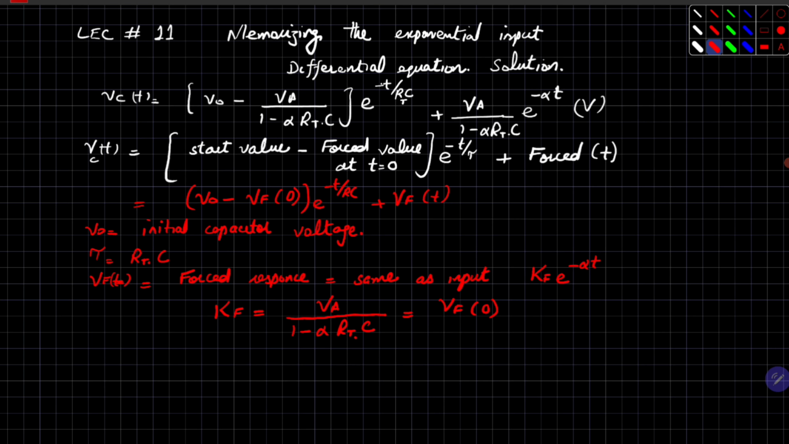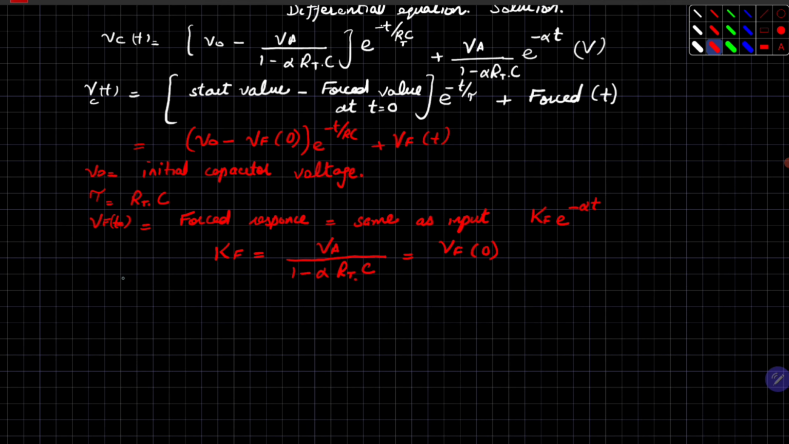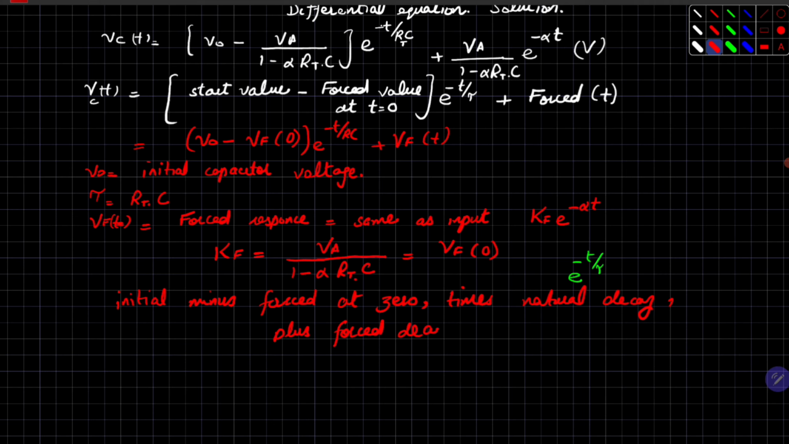Even easier to understand, you remember one phrase: initial minus forced at 0, times natural decay. And what is the natural decay? That is e raised to power minus t over tau. This is the natural decay, plus forced decay. And what is the forced decay? That is e raised to power minus alpha t. This is the forced decay.